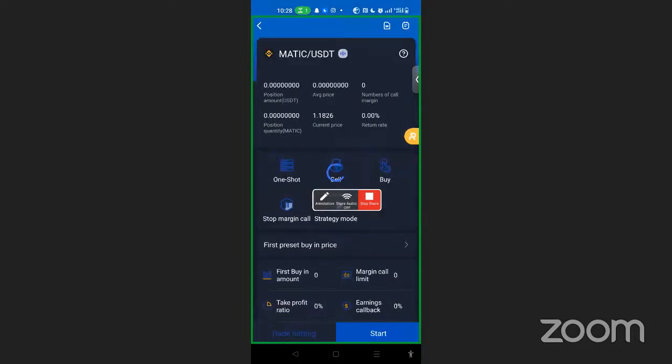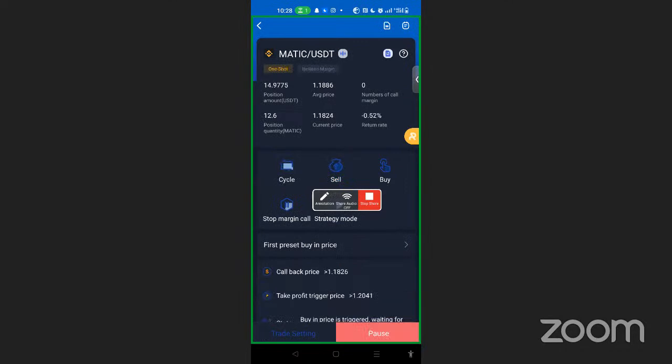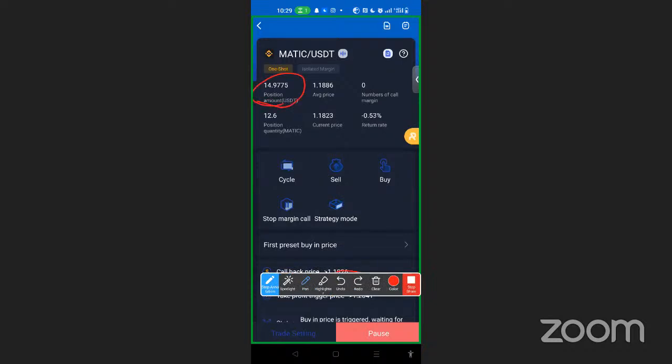Let me use this. This is one of the best strategies I've so far found in the market. It is called Matic. The important things we need to know are these. We have what we call position amount. Position amount is the total amount of money that is in that particular coin.